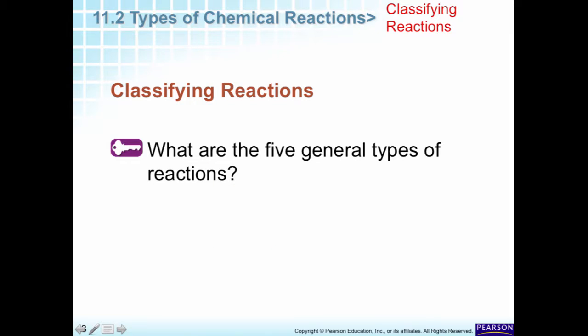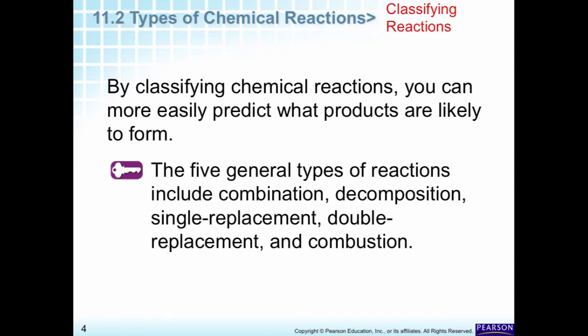All right, so we're going to talk about 5 general types of reactions in this section. And why do we do this? It helps you predict the products if you know what type of reaction you're talking about. The 5 types of reaction are called combination. Now, I'm going to also call combination something else. We often call this a synthesis.